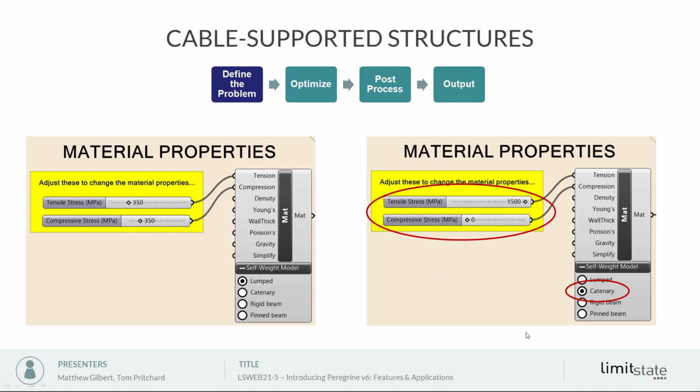On the right hand side here we can see, however, that we've defined a catenary member, catenary self-weight model, and for that we can allow a tensile stress, in this case of 1500, but importantly 0 compressive stress, and then we can provide those to the software in order to choose between the two of them to decide which one is going to be present in particular places within the optimized structure.